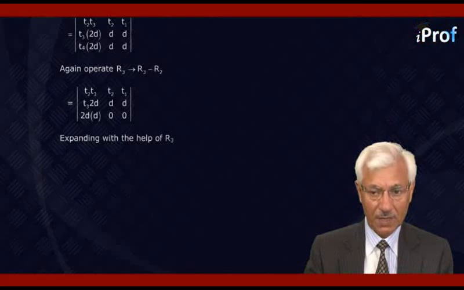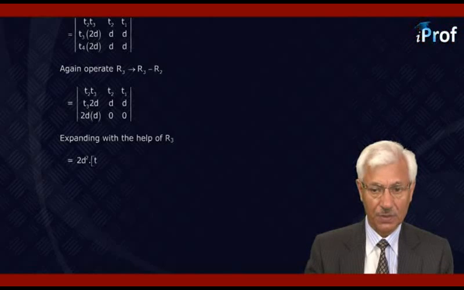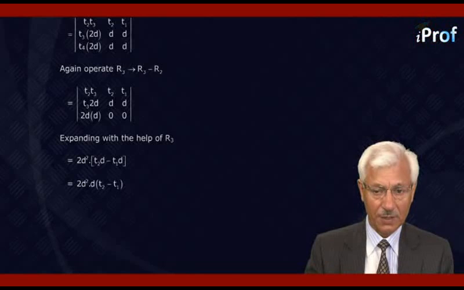Expanding with the help of R3, we get 2D square times T2 times D minus T1 D. Pulling out D common, we get 2D square into D times T2 minus T1, which is again D. Therefore, the product is 2D to the power 4. Hence, lambda is equal to 2 and option B is correct.